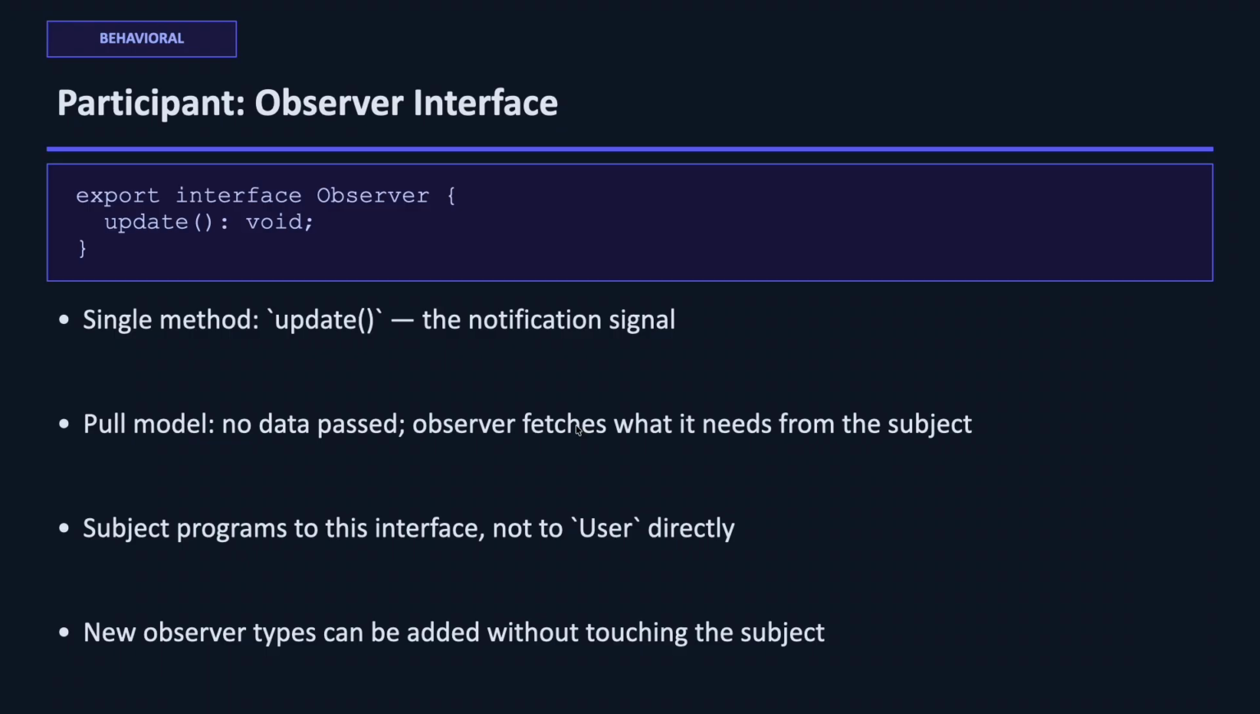Why are there no parameters? Because different observers may want different slices of the subject state. Passing data in the update would mean the subject has to know what data every observer needs, defeating the purpose of decoupling. The pull model keeps observers in control of what they assume.